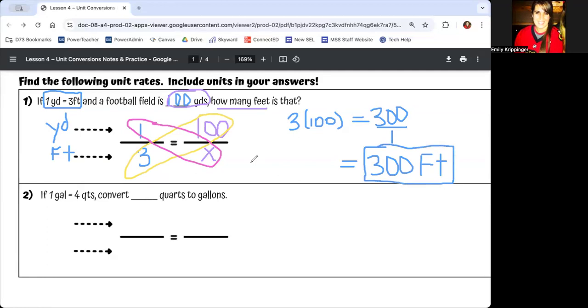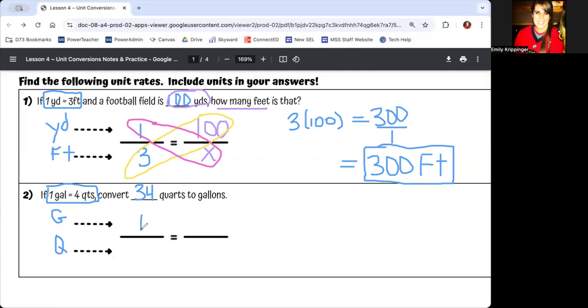Let's look at number 2. If 1 gallon is equal to 4 quarts, convert 34 quarts to gallons. So this initial sentence right here gives me that unit ratio. I'm going to highlight this here, circle it here. 1 gallon is equal to 4 quarts. So the 2 units that we're using, maybe I use G for gallons, Q for quarts, or maybe write out the full word. Either way works.